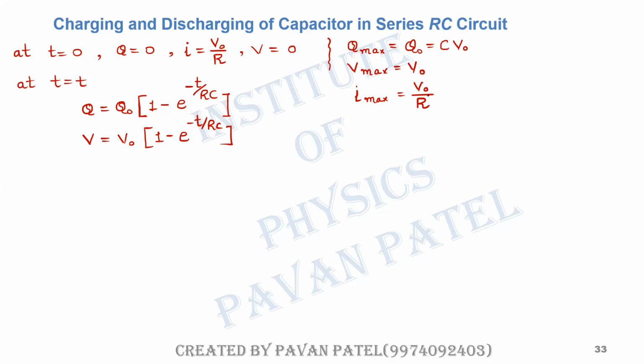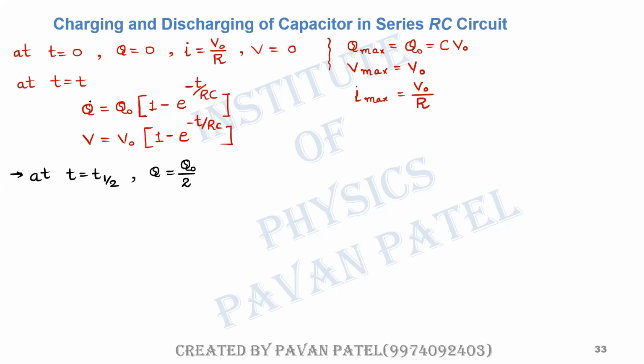Now understand when the charge on the capacitor will be half of the maximum charge. Let's say at time t equal to t half. T half means at time t equal to t half, Q will be Q0 divided by 2. The charge on the capacitor will be half of the maximum charge. So Q is equal to Q0 divided by 2.